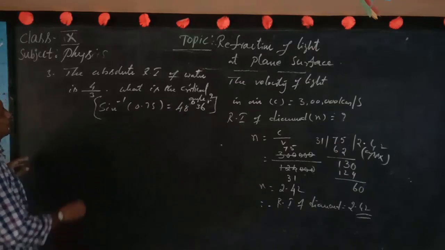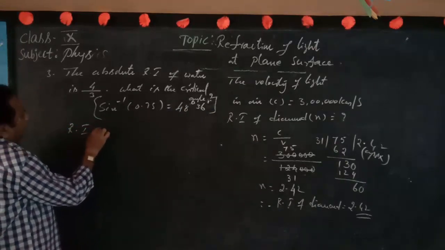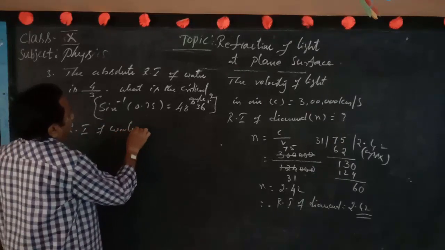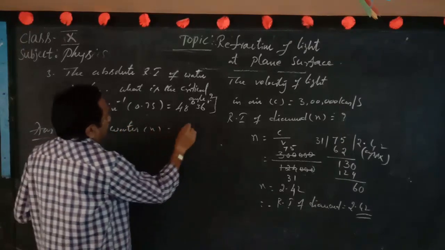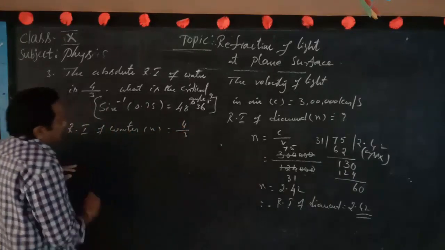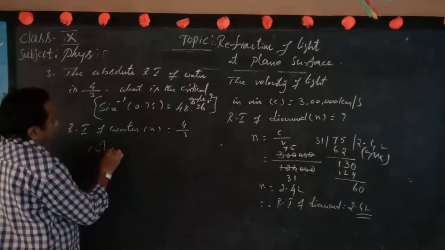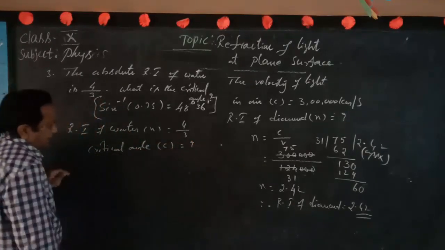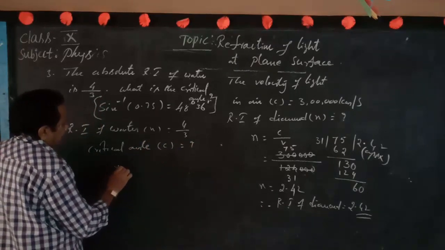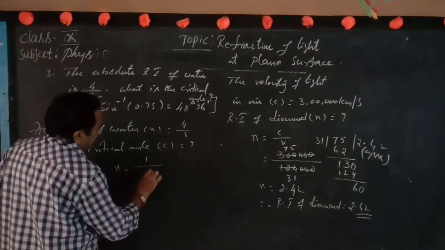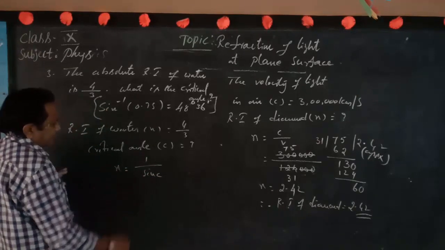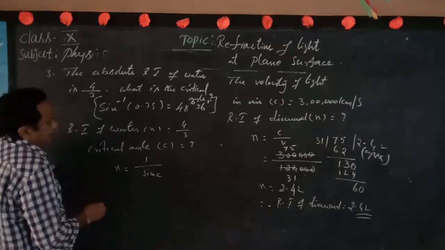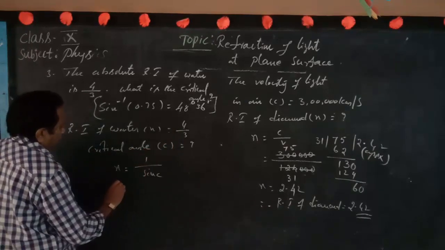Okay. Now here, what is given? The refractive index of water, n, is equal to how much? 4 by 3. Now the critical angle C is equal to how much? What is the relation between them? n is equal to 1 by sin C, or otherwise sin C is equal to 1 by n. What is the n value? The n value is given as 4 by 3.